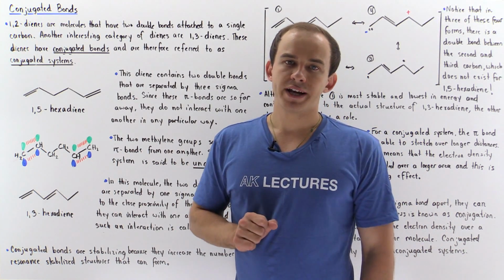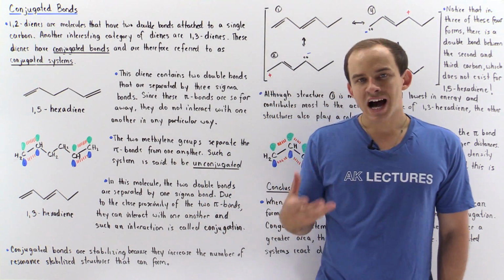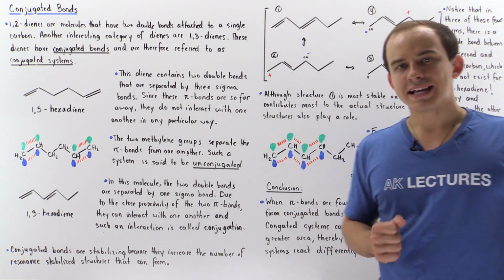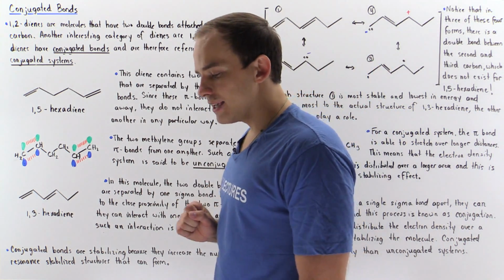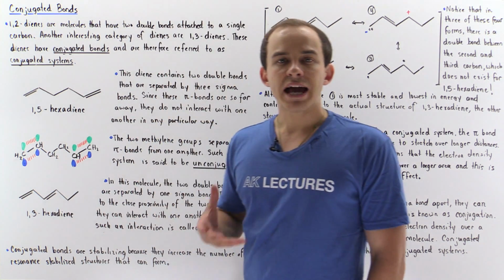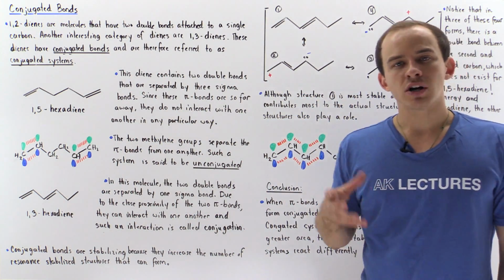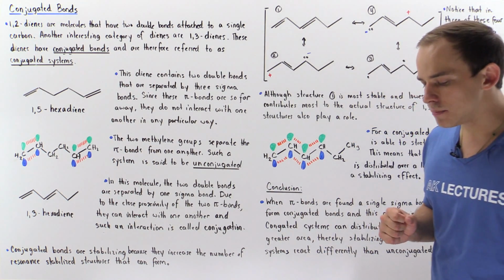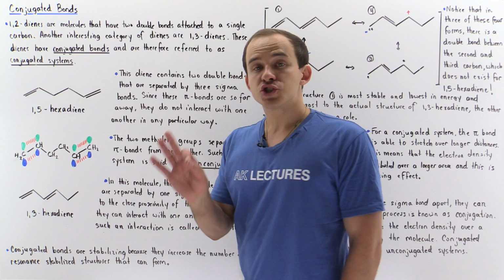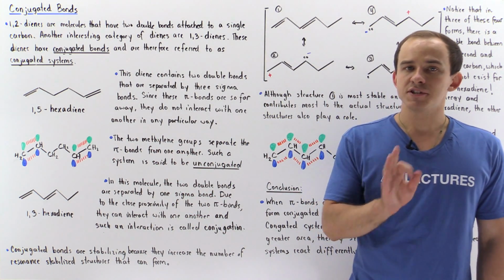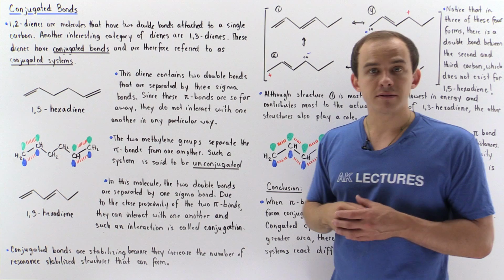Up to this point in our discussion on dienes, we discussed one type of a diene known as 1,2-diene or allene. So 1,2-dienes are molecules that contain two pi bonds, two double bonds that are connected to a single carbon.